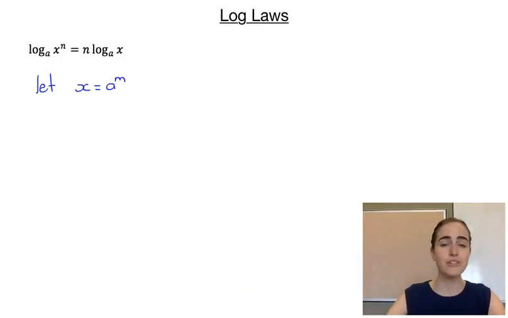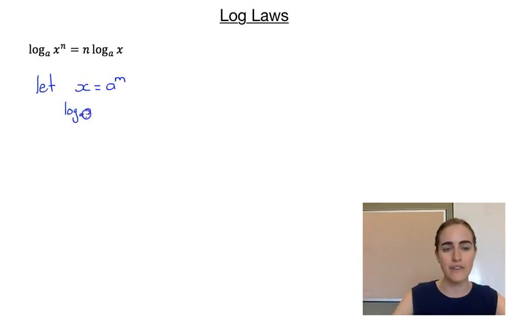To prove our third log law, we're going to start off by letting x equal a to the power of m. Now if we rewrite that into log notation, we would have log to the base a of x is equal to m. So that's going to help us a little bit later. Now if we have a look at x to the power of n, well, x is a to the m, so this is equal to a to the power of m all to the power of n. Now we know what the index law is for this, so that means that x to the power of n is equal to a to the power of m times n.